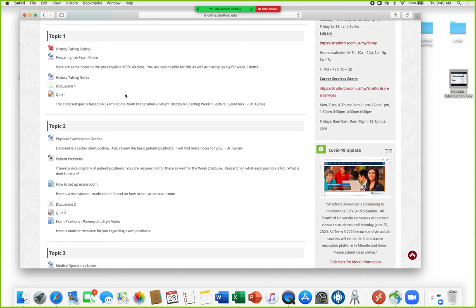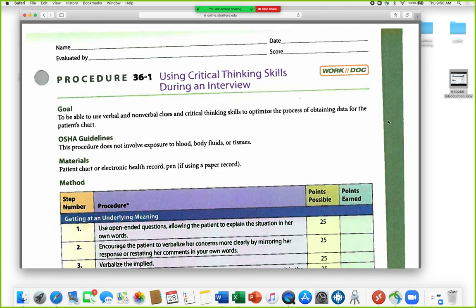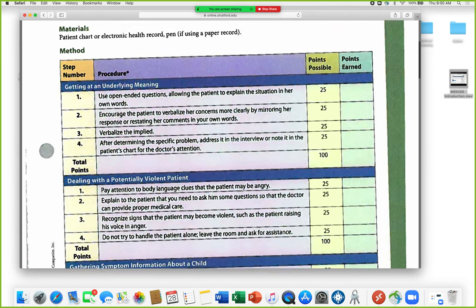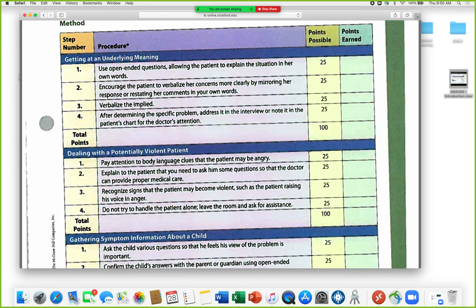Now, history taking is important because this class is about tests, and tests are based on the subjective, or the history of your patient, and the tests confirm what the physician or the NP already knows. So let's look at this history taking rubric, and it'll give us some hints on how to extract information from your patient. The better information you can get from your patient, the better it'll give the practicing clinician the idea on what tests to order.